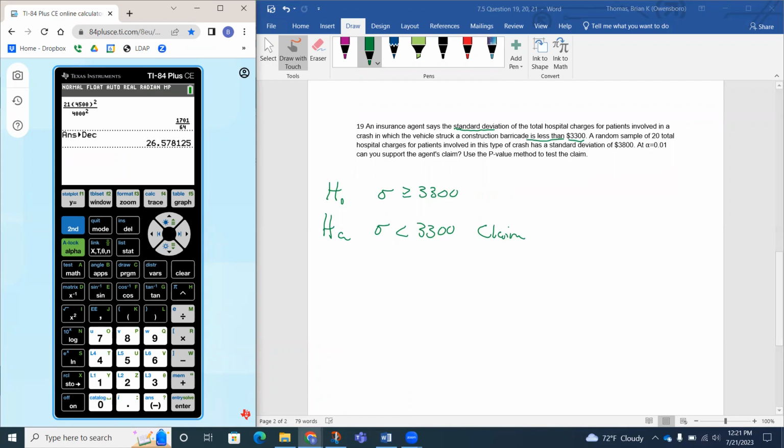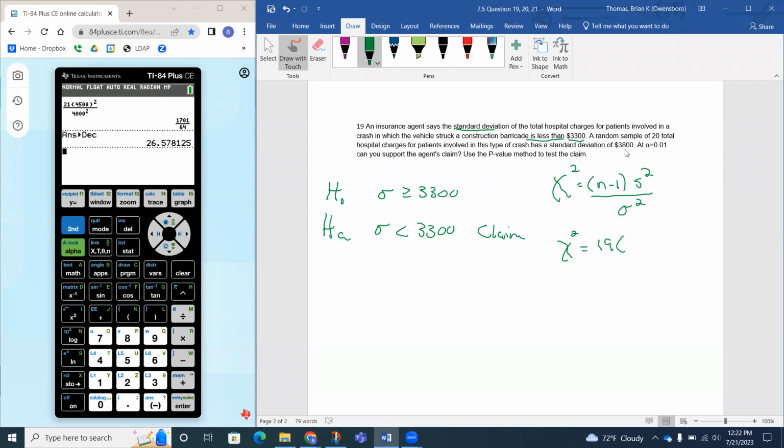So to find our test statistic, we're looking for chi-squared. And remember, the formula is the degrees of freedom, which is n-1, times the sample variance, which is s squared, divided by the population variance, which is sigma squared. Since the sample is 20, we know the degrees of freedom is 19. When they did the sample of 20, notice that they came up with a standard deviation of 3,800. If we square that, that's going to give us our sample variance. And then we divide that by the standard deviation of the population, which was 3,300. If we square that, that's going to be our population variance.